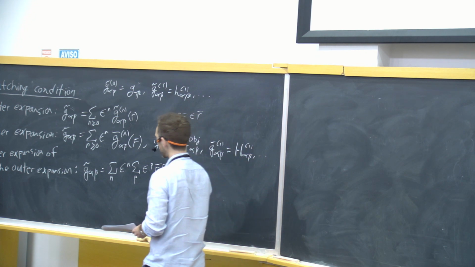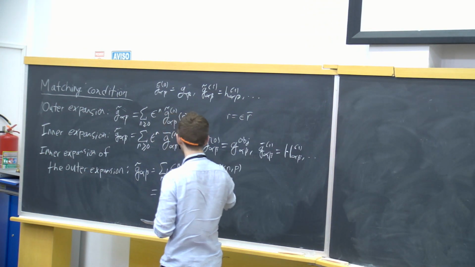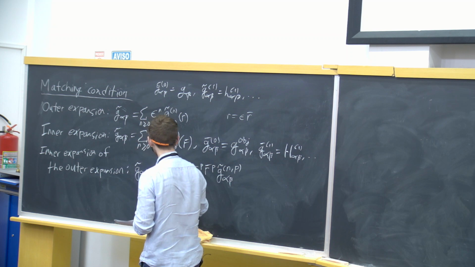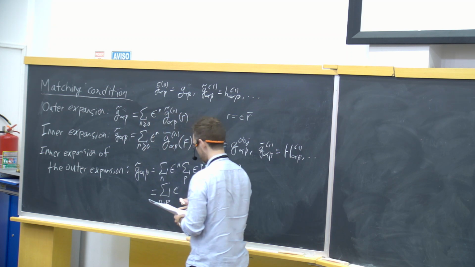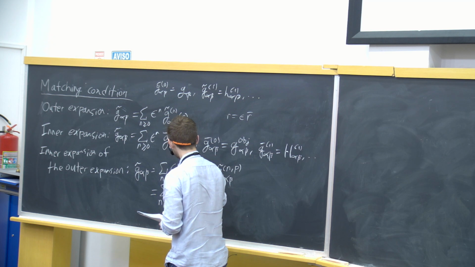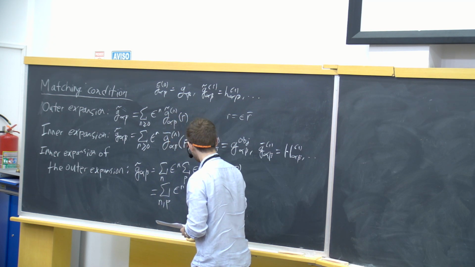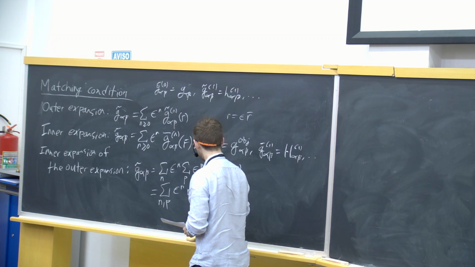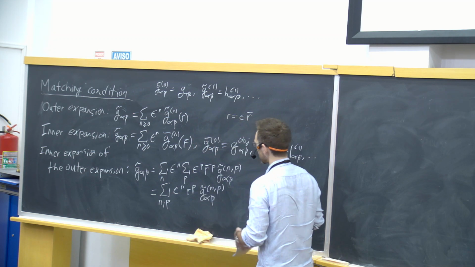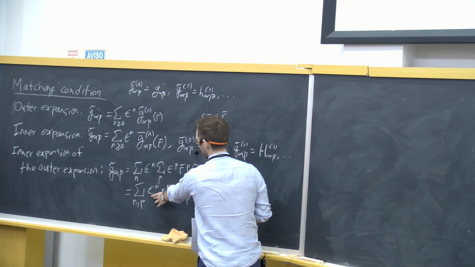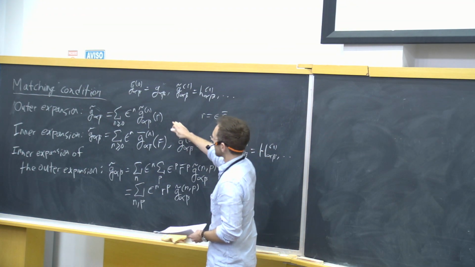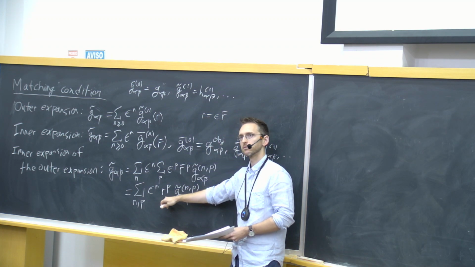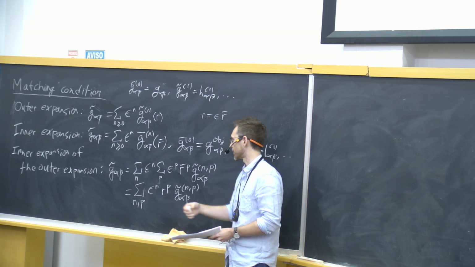But let me now rewrite that back in terms of r. So I have then epsilon to the n, r to the p, g tilde n, p, alpha beta. So in this form, it makes clear that all I'm doing in the inner expansion of the outer expansion is just expanding for small r. So I'm just expanding this in powers of r.